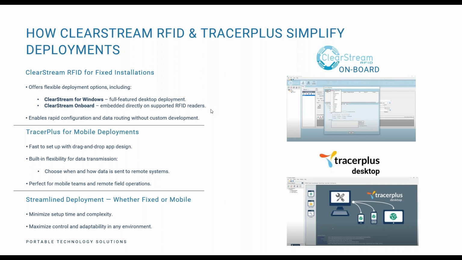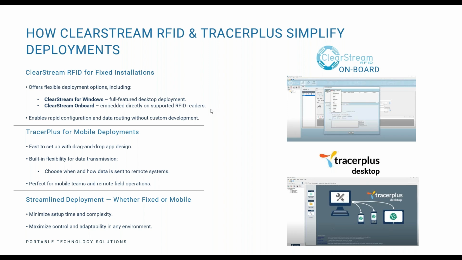One is a Windows-based application, all drag and drop, point and click configuration. ClearStream Onboard, still point and click configuration, but it runs on the reader itself and can send data over a network from where it is installed at the equipment.